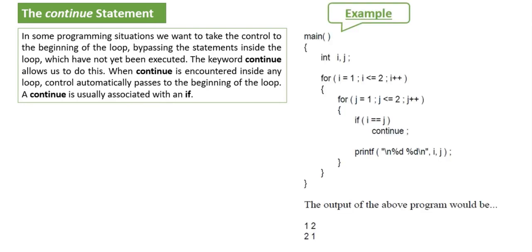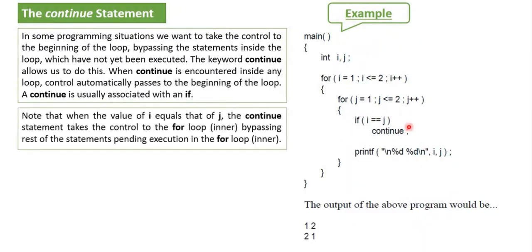Within the main function, there are two variables defined, i and j. Two for loops are there. One is for i equal to 1, i less than or equal to 2, i plus plus, and within the body of this for loop we have another for loop, for j equal to 1, counting up to j less than or equal to 2. Within the body of the inner for loop, you will note that when i is equal to j, the continue statement takes the control to the inner for loop. That means when this continue statement is encountered, the control is transferred to j plus plus.